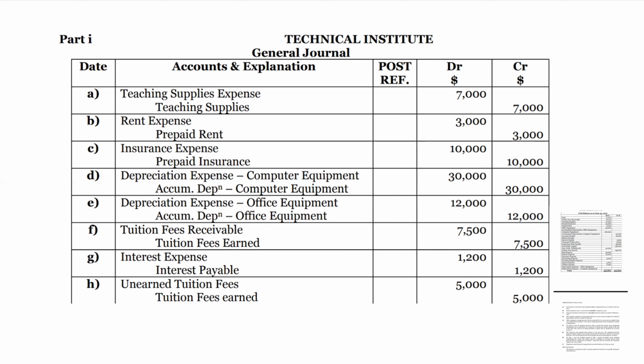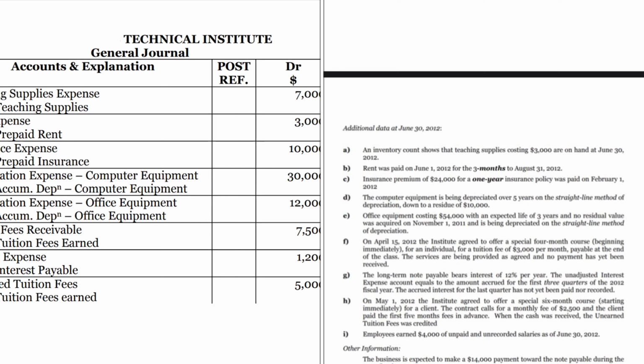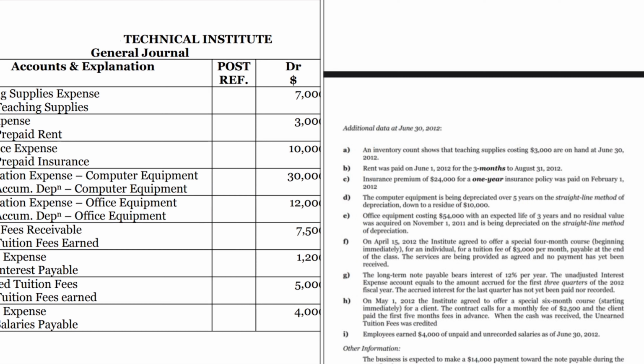So let's look at the last additional information. It says employees earned $4,000 of unpaid and unrecorded salaries as of June 30th, 2012. When this says employees earned, it means this is an expense, salaries that have been incurred. However, it has not been paid or recorded. So for this salaries expense, it was incurred, so we're debiting salaries expense, 4,000. And because it has not been paid, it's a payable; salaries payable, $4,000, is being credited.